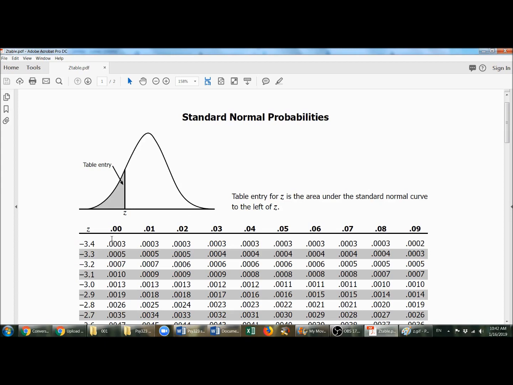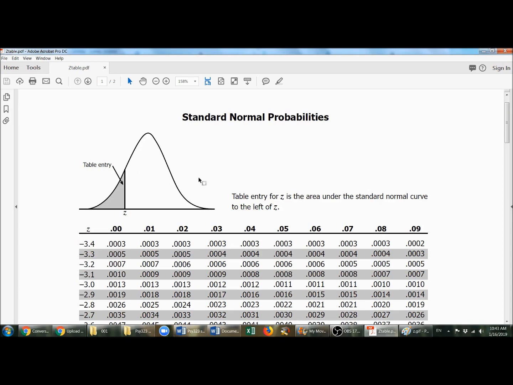And you can see negative 3.49, the corresponding number is 0.0002. That means if this is the z-score of negative 3.49, then this portion relative to the whole distribution will be only 0.02%.